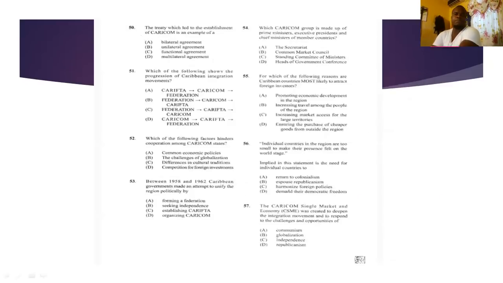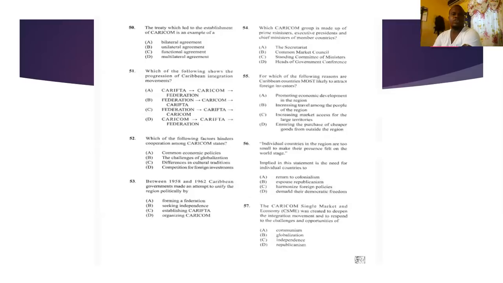All right, now 50. The treaty which led to the establishment of CARICOM is an example of A, bilateral agreement, B, unilateral agreement, C, functional agreement, or D, multilateral agreement. It is a multilateral agreement because it's an agreement between several countries. Please Google what multilateral agreement means if you are not so sure.